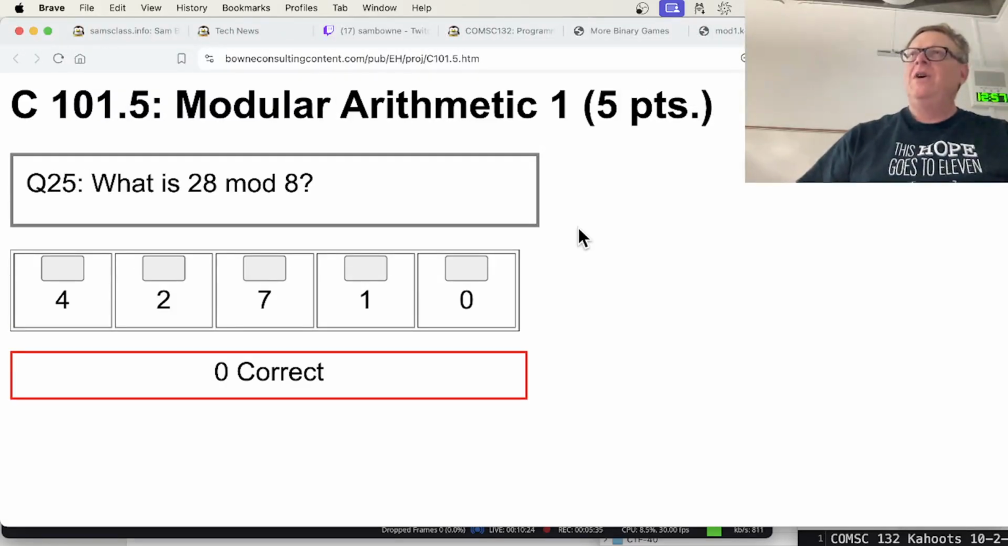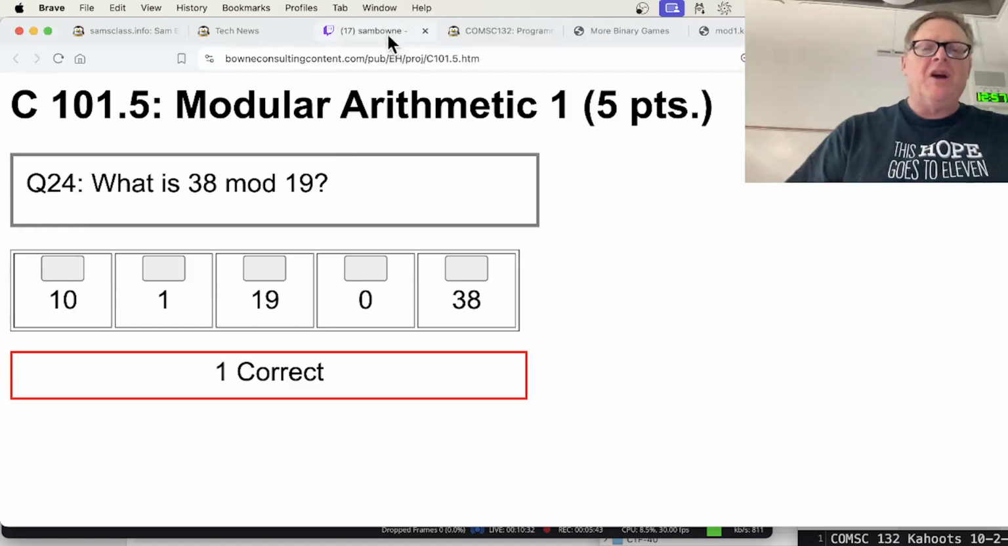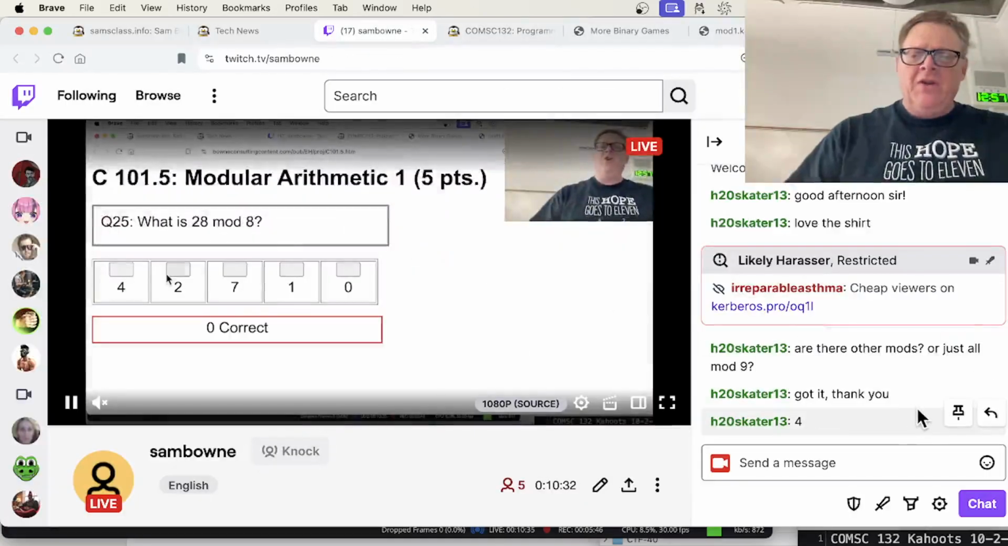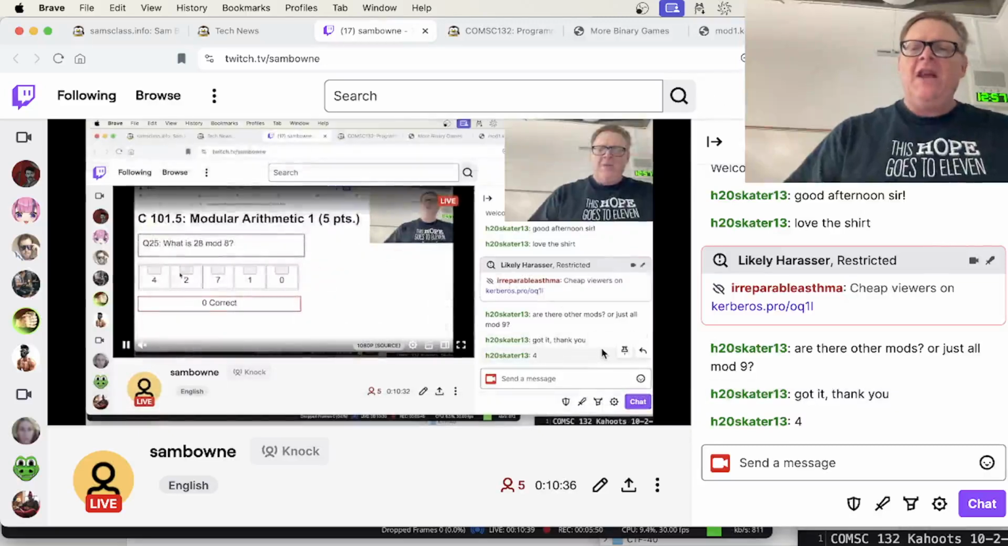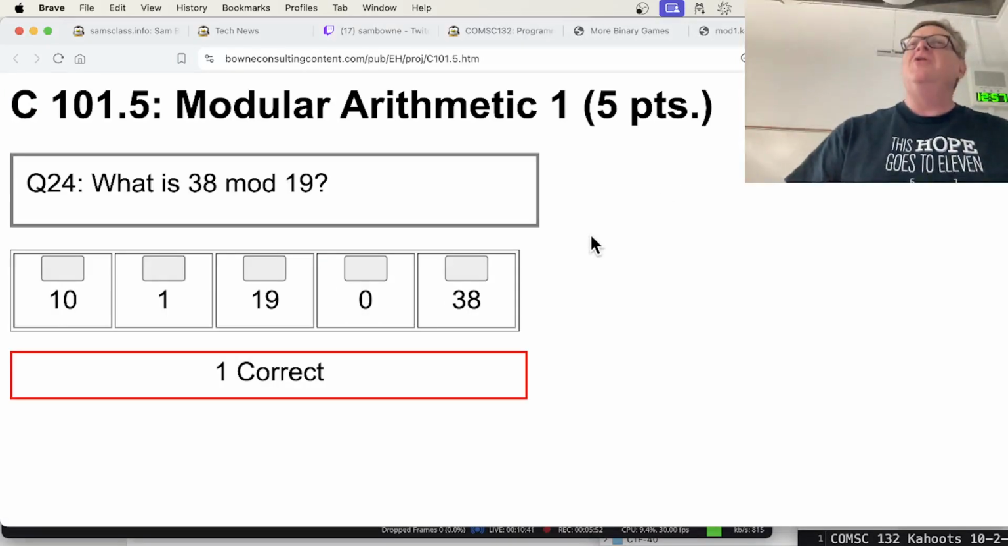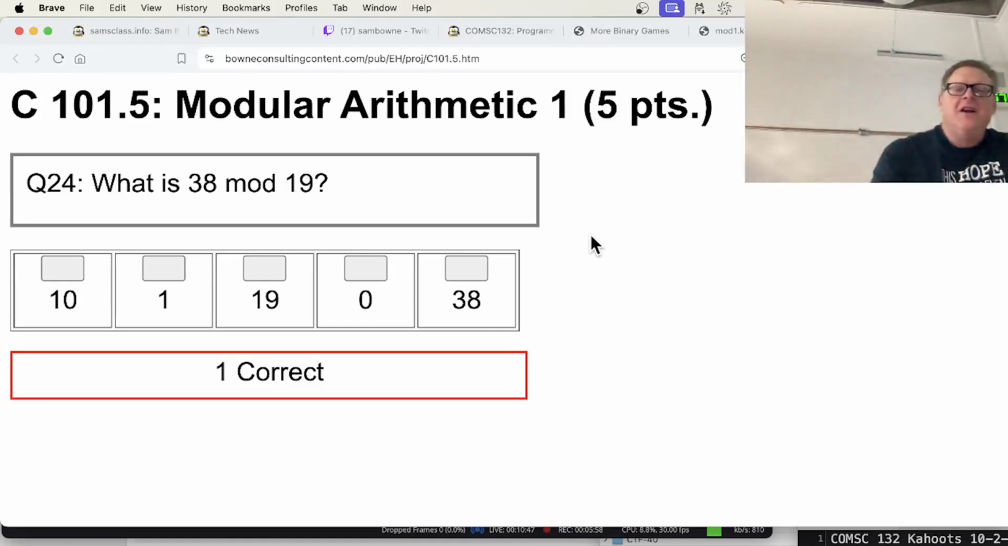That's right, it's 4. And why? Because that's the remainder, right? It's 3 8s, which is 24, plus 4 more. So it's 4. Now let me check if there's comments in the Twitch. Are there other mods? Yes, no, that's right. Just someone asked the same question. Good. Yep, you can have mod anything you want. Any integer anyway. Any positive integer. I've never heard of a fractional mod or a negative mod, but you can have any positive integer in there above 0. All right, how about 38 mod 19?